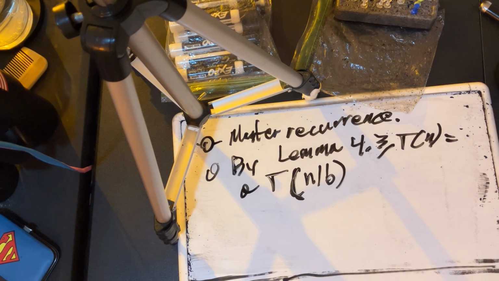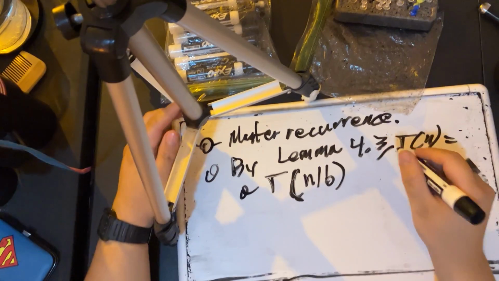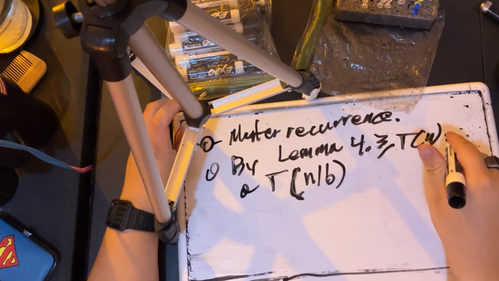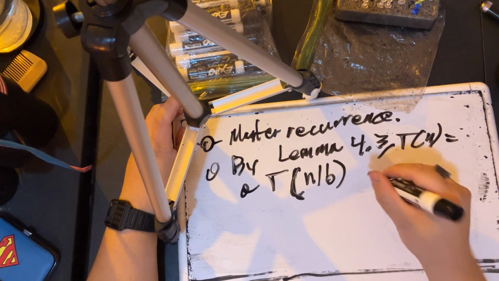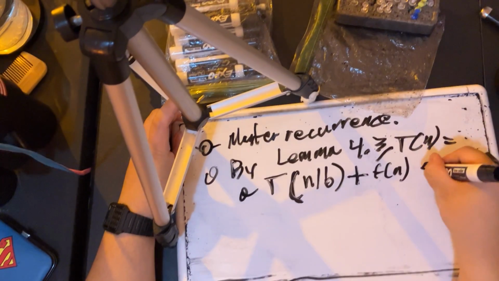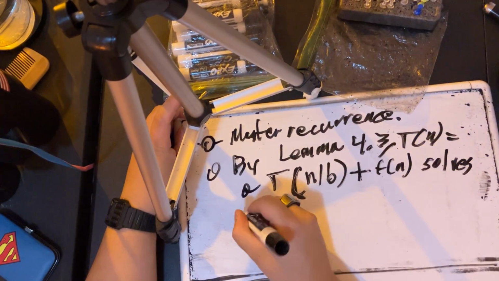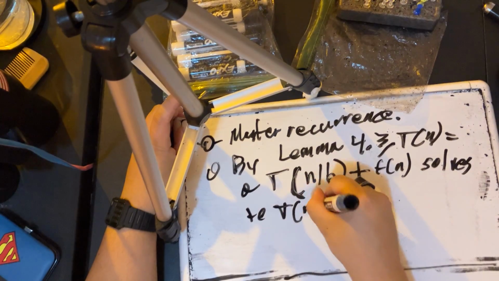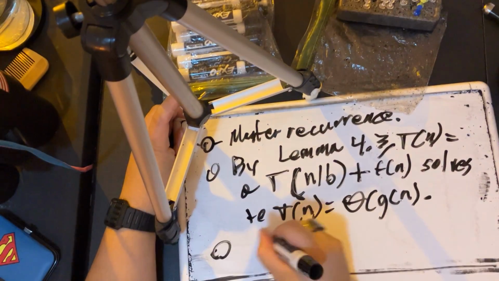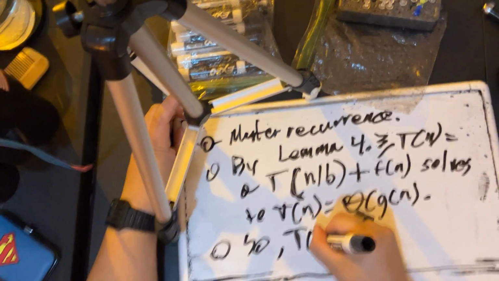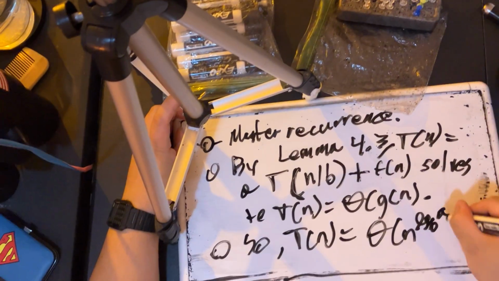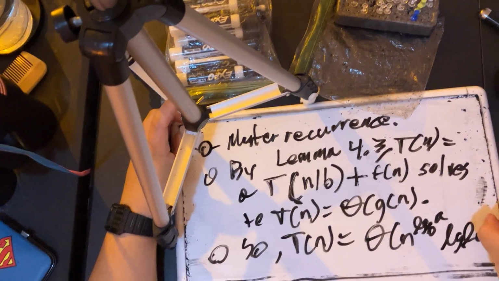So, by lemma 4.3, we can say that T of n is equal to a times T of n over b plus f of n solves to T of n is equal to theta of g of n. So, finally, we can say T of n is equal to theta of n to the log base b of a times log of n.